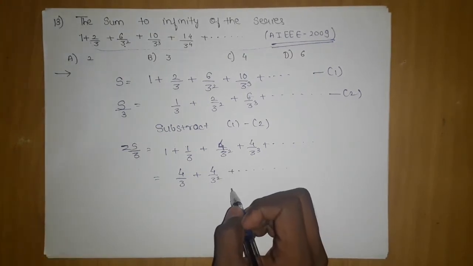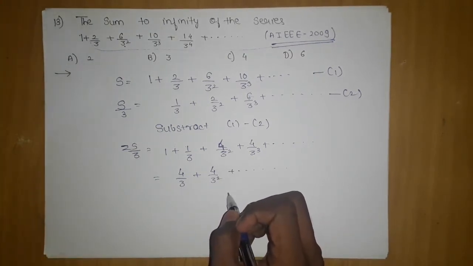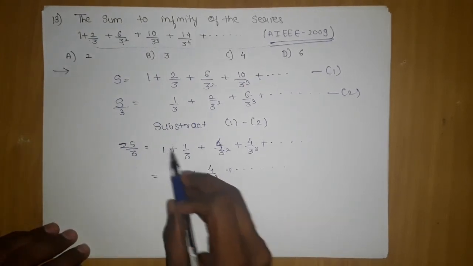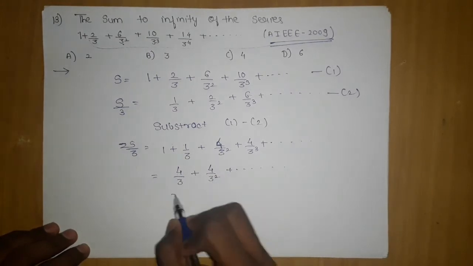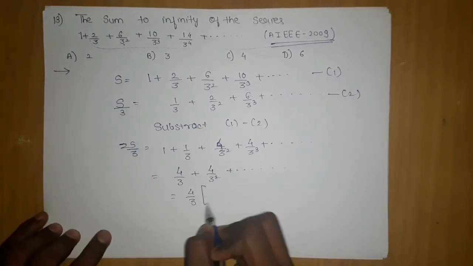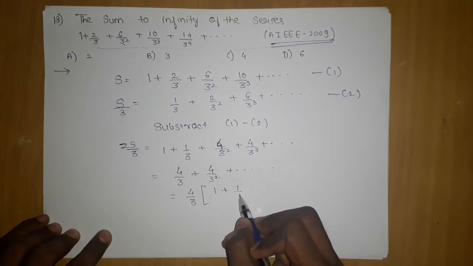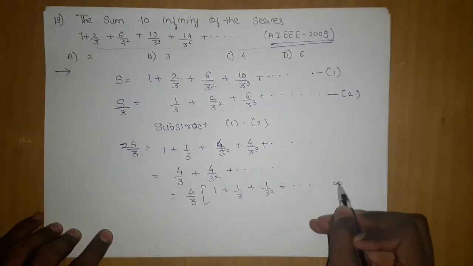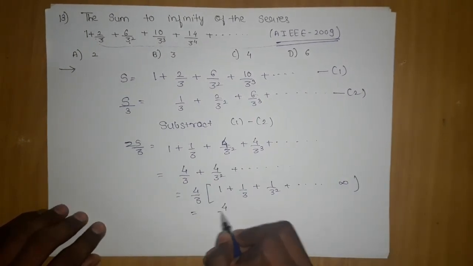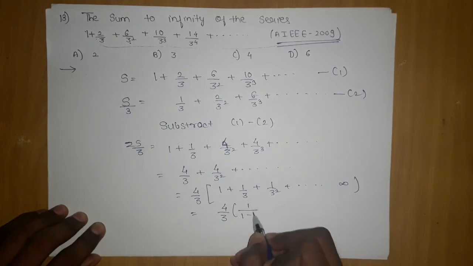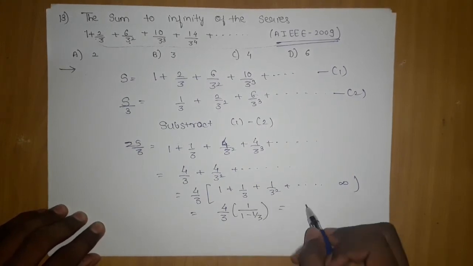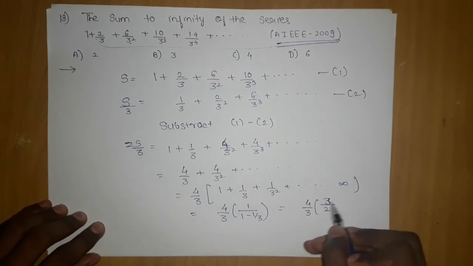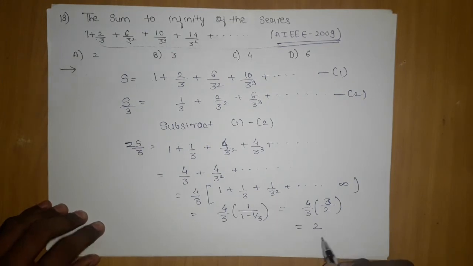What you can see here is that 1 by 3 is there. If I add it with this, it will become 4 by 3. So we can take 4 by 3 common, and we will be left with 1 upon 3, 1 upon 3 square, and so on till infinity. Now it is going to infinity, so 4 by 3 will be as it is, times 1 upon 1 minus 1 by 3. So we are left with 4 by 3, 1 upon 2, here 3 will appear, 3 will cancel out, and 2 will be our final answer.